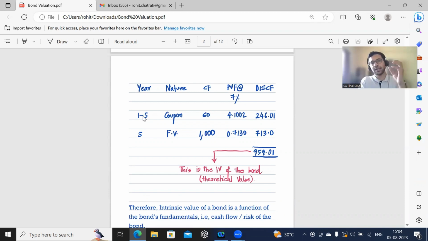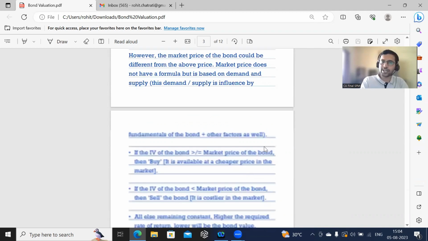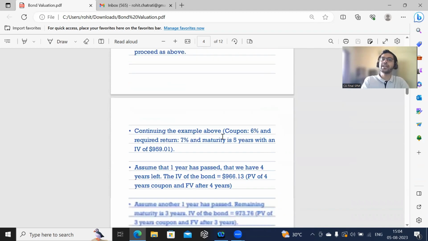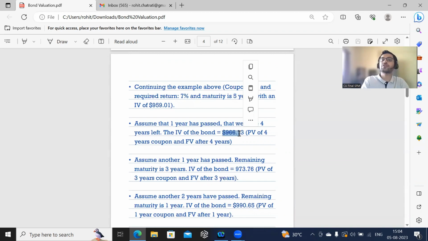So 1 year has passed by, the number of years remaining is 4, therefore you will receive the coupon for the next 4 years, and the face value at the end of the fourth year. Calculate the discounted cash flow. I have already done it, but not in the form of a table. The intrinsic value will be 966.13. If you notice, it was earlier 959.01. It has now increased to 966.13.